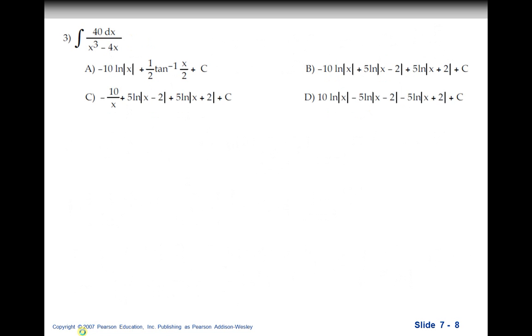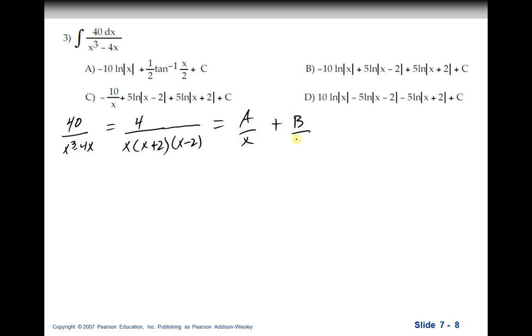Number 3 is a third order rational function. We can write 40 over (x cubed minus 4x) as 40 over x (x + 2)(x - 2) equals A over x plus B over (x + 2) plus C over (x - 2). And now we have 3 constants to determine.